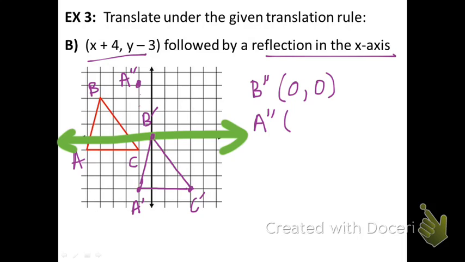So your A double prime will be above 4. And that is back 1 up 4. And your C double prime is also 4 units away, so we're going to go above the line 4 units. And we get our reflected image. So C is located at 3, 4.